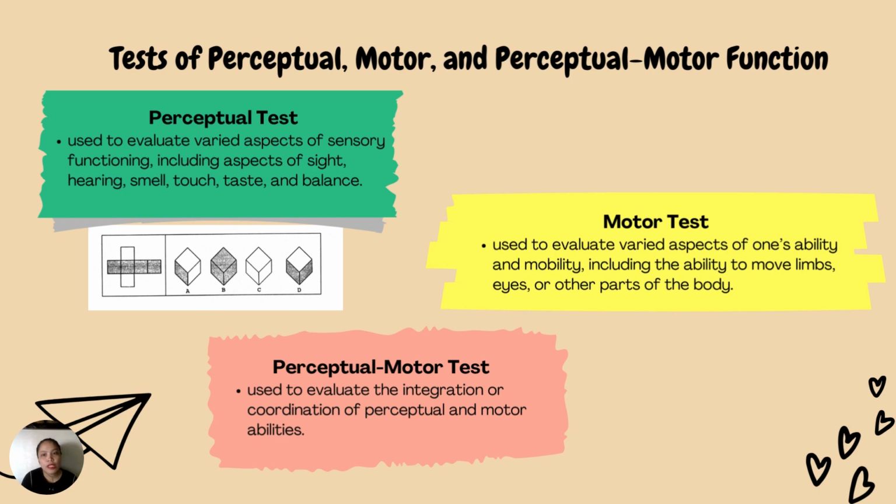Now, the tests for perceptual motor function. The perceptual test is a general reference to any of many instruments and procedures used to evaluate varied aspects of sensory functioning, including aspects of sight, hearing, smell, touch, taste, and balance, while motor tests are used to evaluate varied aspects of one's ability and mobility, including the ability to move limbs, eyes, or other parts of the body. Now, a perceptual motor test is used to evaluate the integration or coordination of perceptual and motor abilities. For example, putting together a jigsaw puzzle taps perceptual motor ability, more specifically hand-eye coordination.